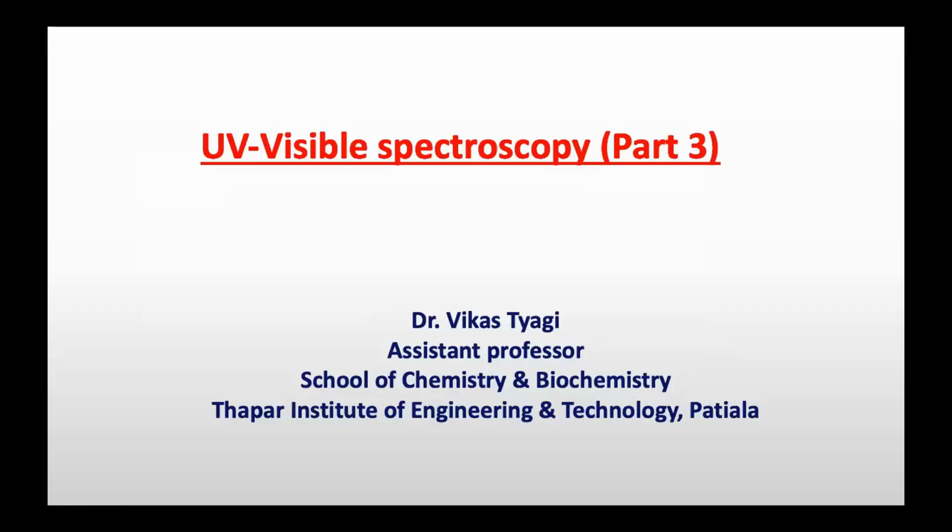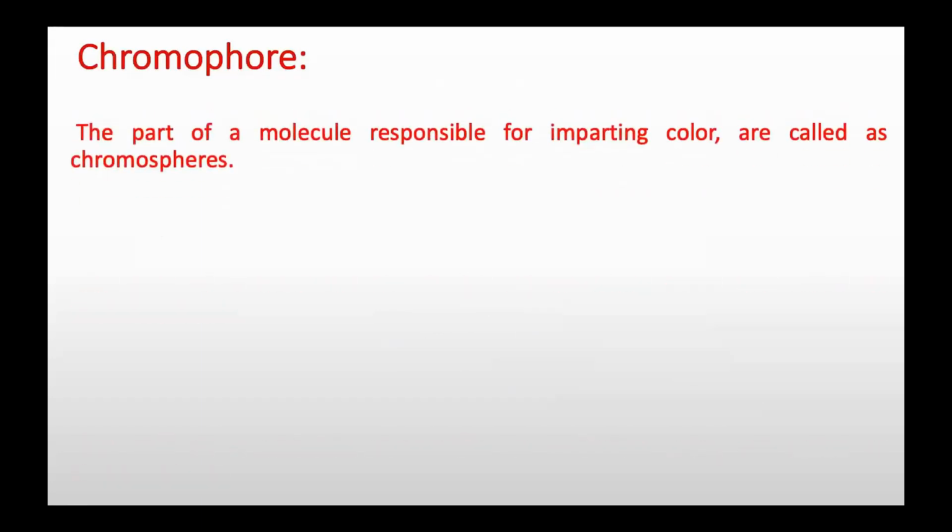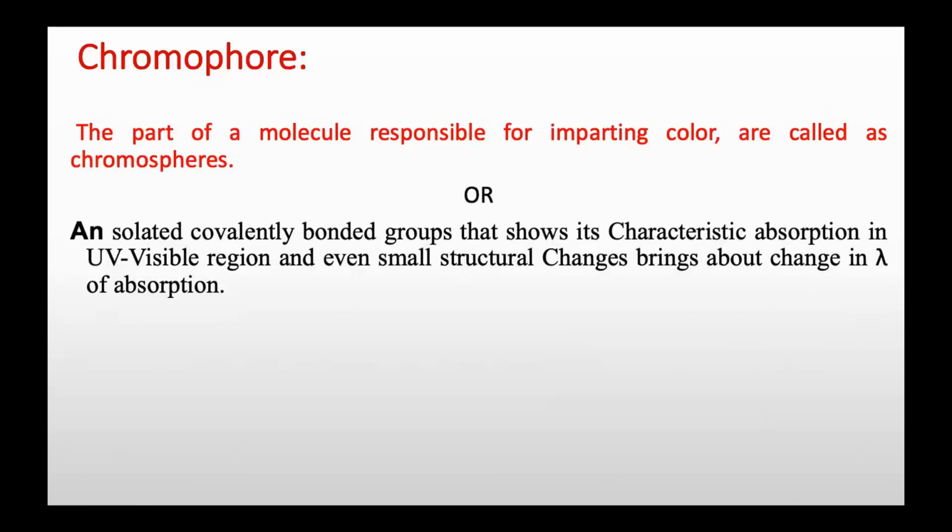Everyone, in this session we will discuss the different terms we use in UV visible spectroscopy. So let's start with what is a chromophore. The part of a molecule which is responsible for imparting color in a molecule is called a chromophore, or an isolated covalently bonded group that shows its characteristic absorption in the UV visible region, and even a small structural change brings about a change in lambda of absorption is known as a chromophore.